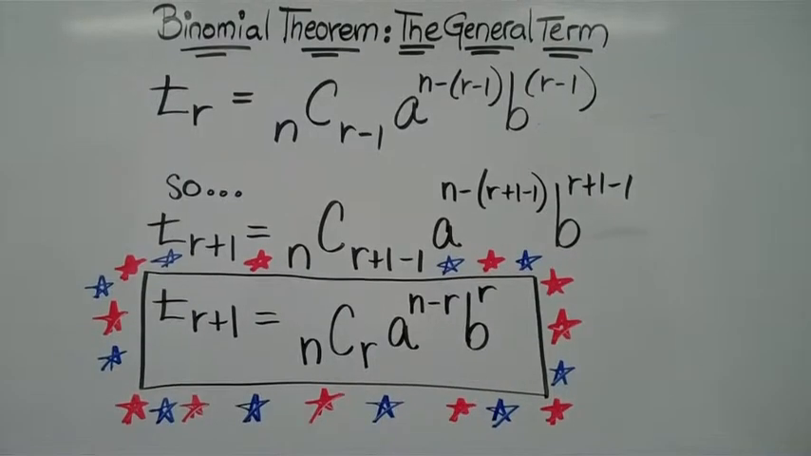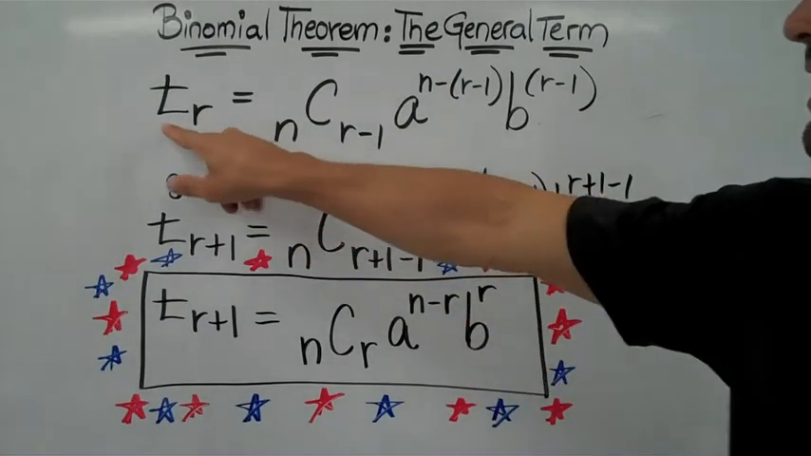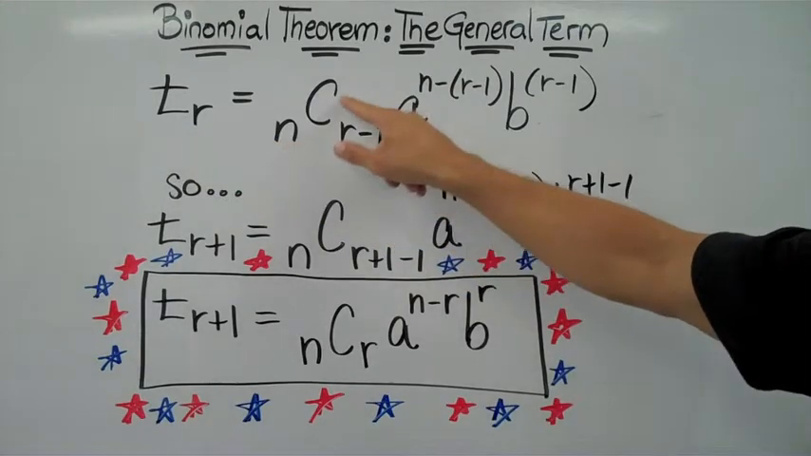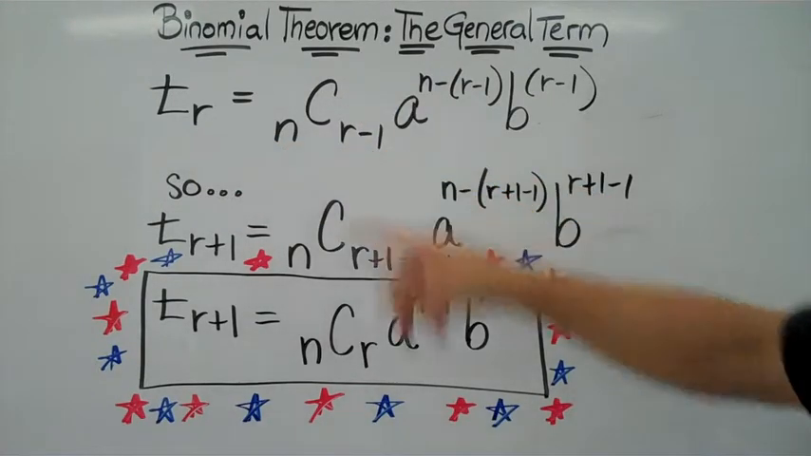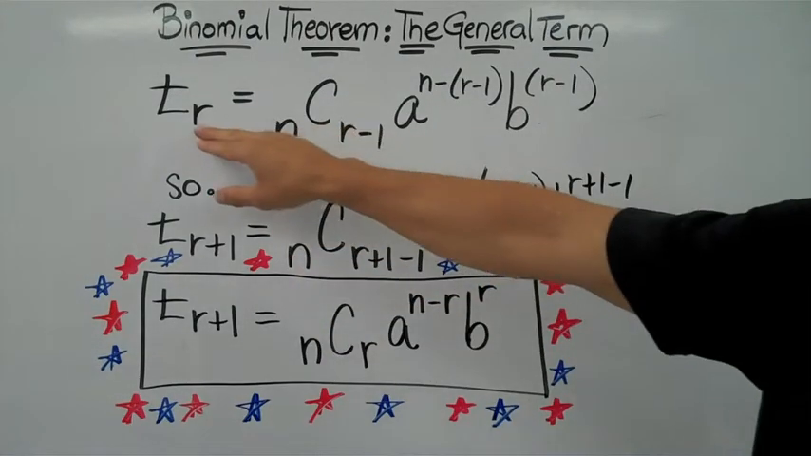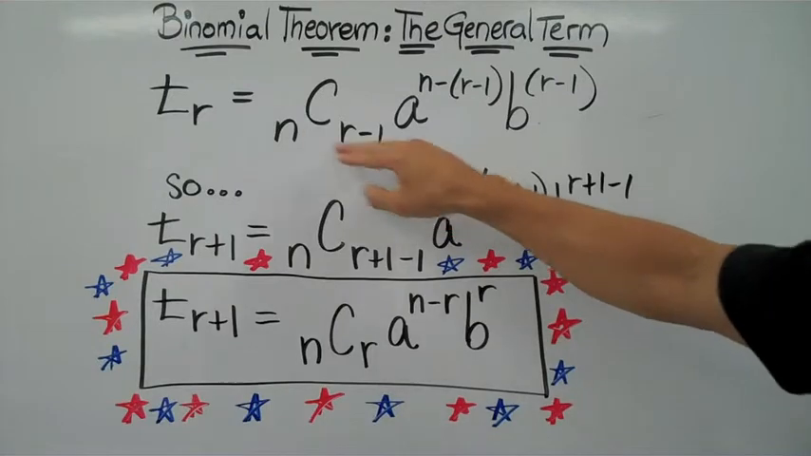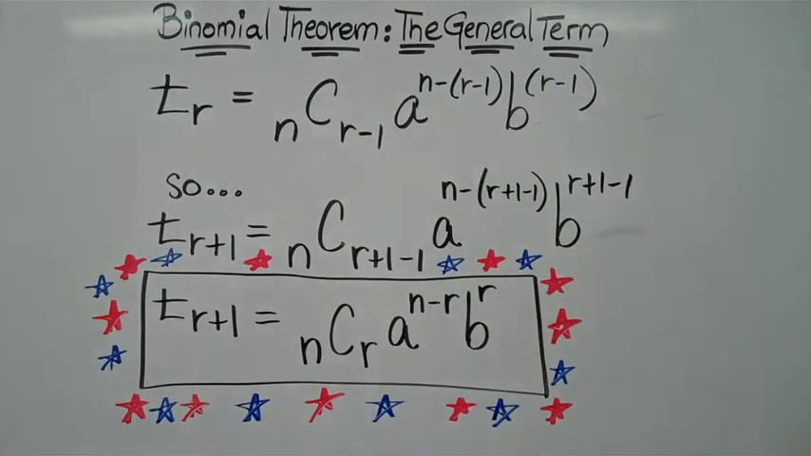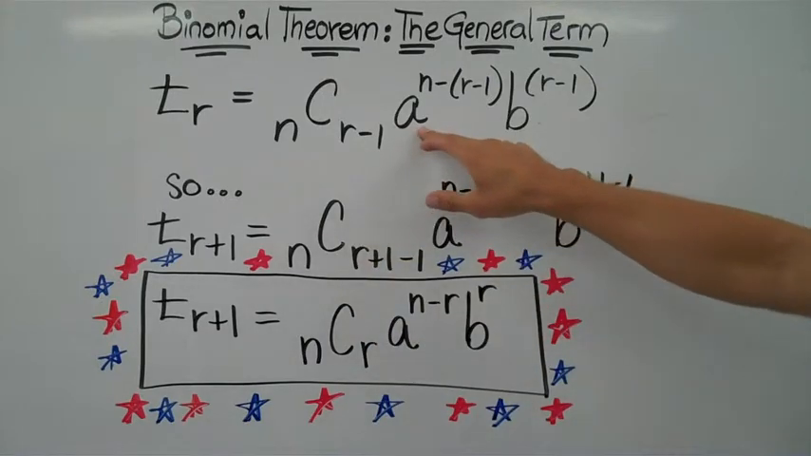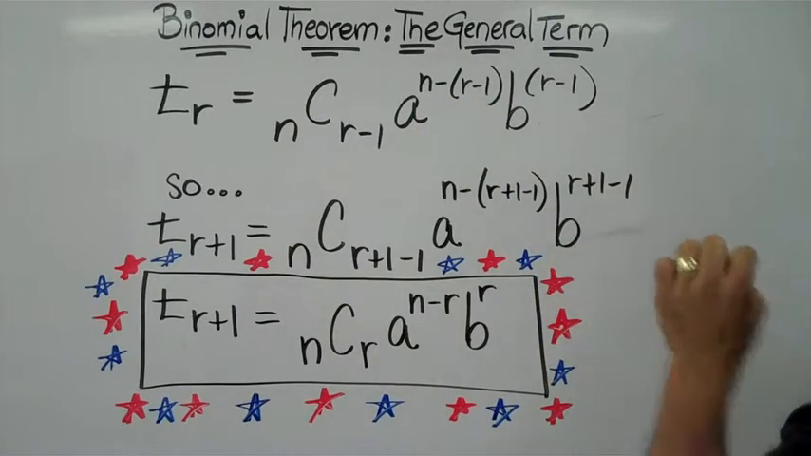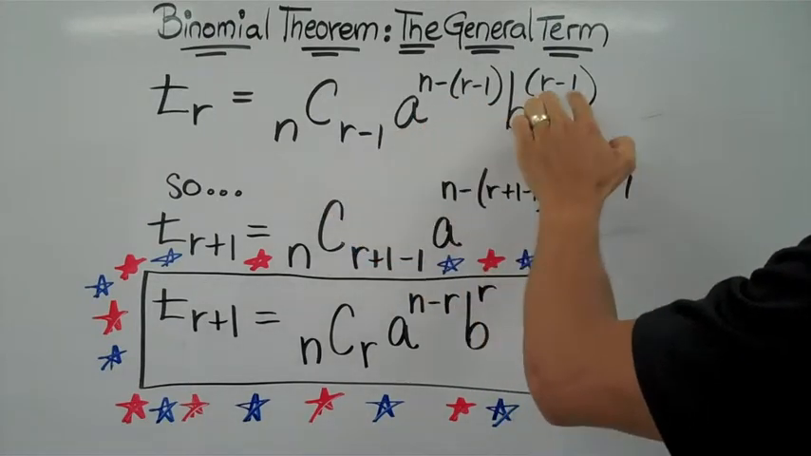We can now continue on to talk about the general term. We see that Tr, some term r, is nC(r minus 1). That's the relationship. If we're talking about the 23rd term, then we'll have 22 here. If we're talking about the 50th term, that will be a 49. If we're talking about the second term, that will be a 1. nC(r minus 1), a to the, well then it will be n minus whatever's here, n minus (r minus 1). b to the, well whatever's here will go there.